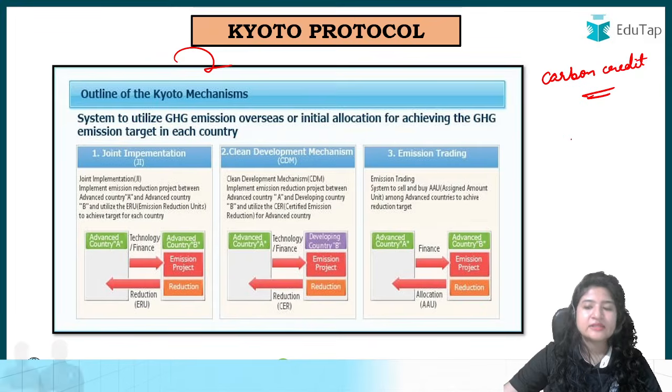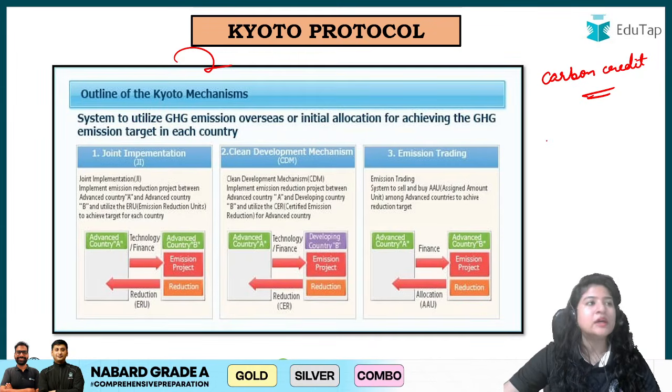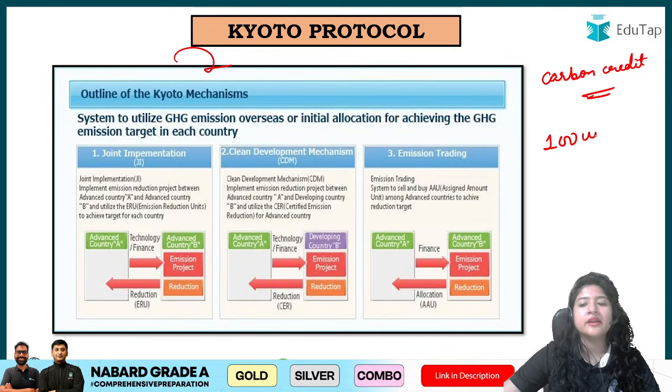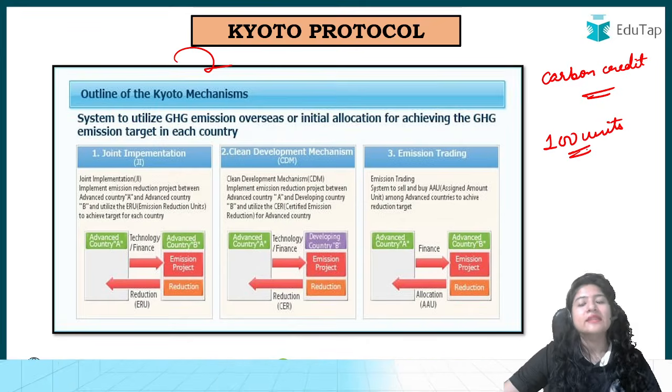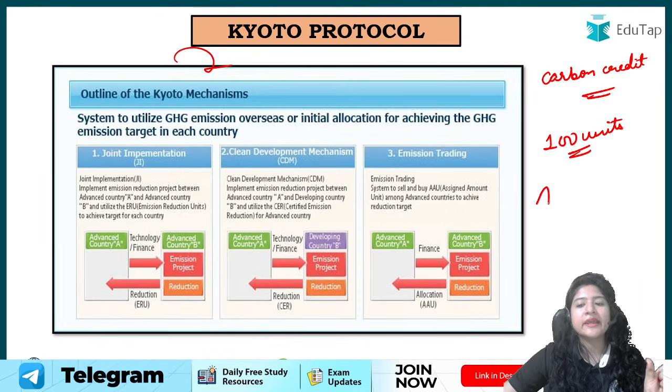It simply means that for example, a country was assigned 100 units of carbon, means that in a particular year country A can only emit 100 units of carbon. If it emits more than it, there can be legal actions. Why? Because Kyoto Protocol is legally binding, right?